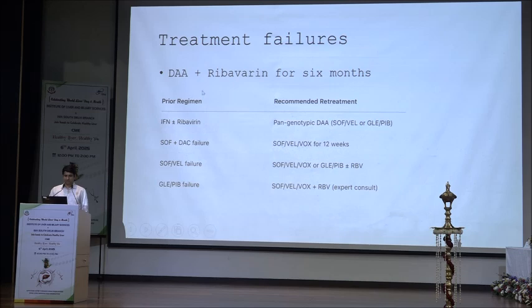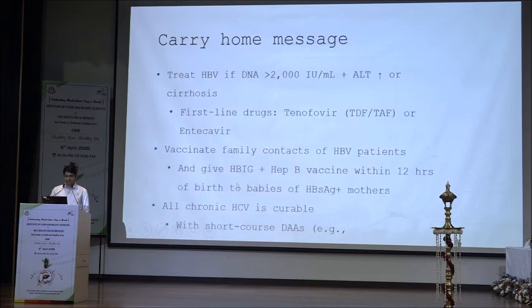Out of the context of the national program, for patients who had treatment failure with DAA for hepatitis C virus, if the previous regimen was interferon ribavirin, we can now try with DAAs of velpatasvir. If the previous regimen was sofosbuvir and daclatasvir, one can try sofosbuvir, velpatasvir and voxilaprevir for 12 weeks. If the failure was with sofosbuvir and velpatasvir, again one can try sofosbuvir, velpatasvir and voxilaprevir.